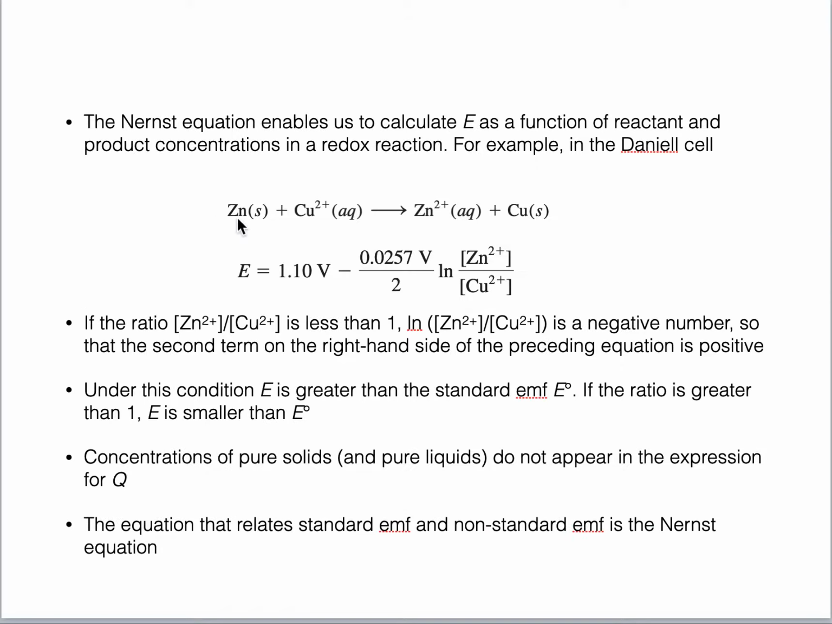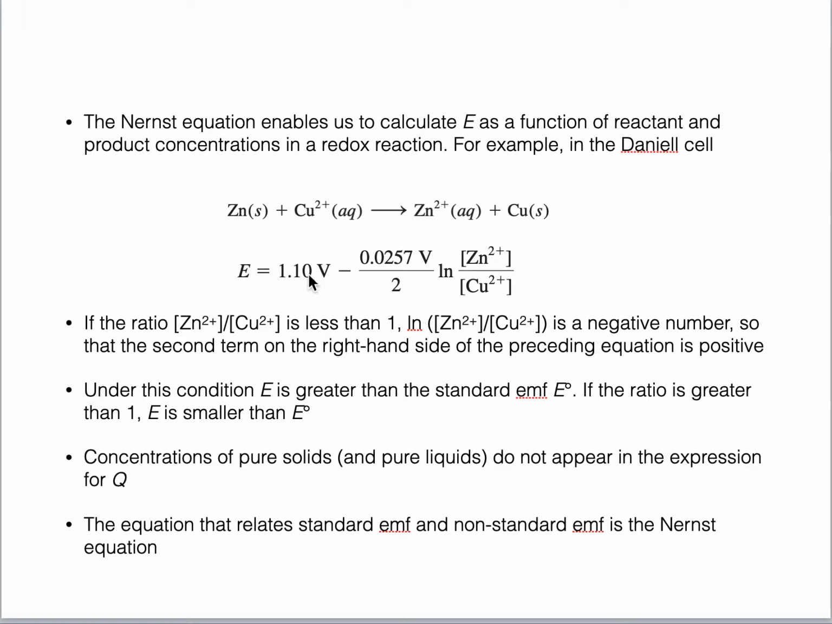Now consider this classical example of the zinc and copper electrochemical cell, the Daniell cell. Zinc plus copper 2 plus gives zinc 2 plus plus copper solid. Here 2 electrons are transferred from zinc to copper. So we can use the Nernst equation to derive E cell.